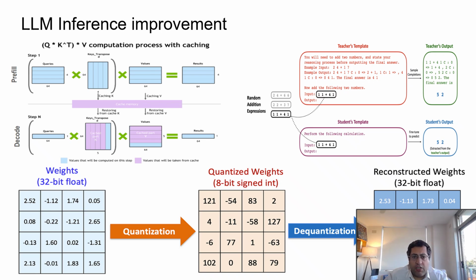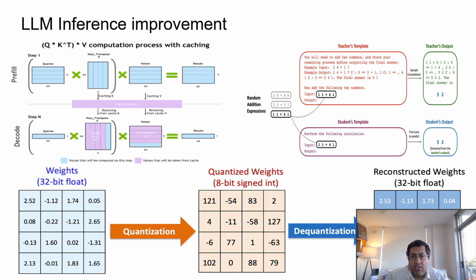We can do KV caching, key value caching. Key and value are used basically as tensors within transformers. For previously processed tokens, these can be stored in a dedicated memory area, and that's called KV cache, and this can speed up the process.